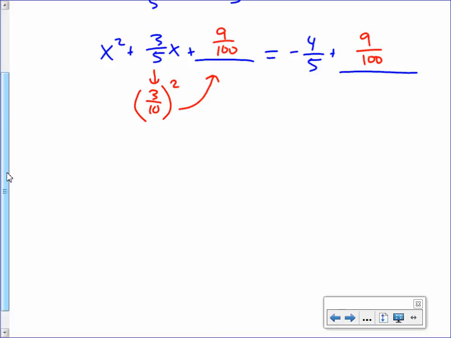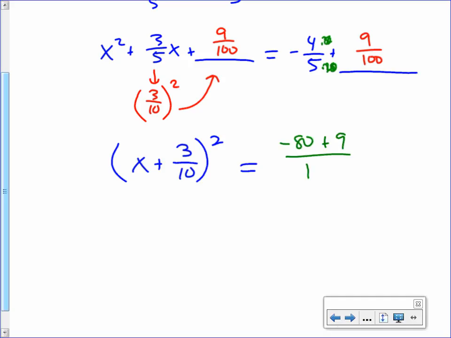The left side's pretty easy. It's just x plus 3 over 10 squared. To get a common denominator of 100, we need to multiply the 5 by 20, top and bottom by 20. So on the right, we've got negative 80 plus 9 all over 100. It's really not that bad.